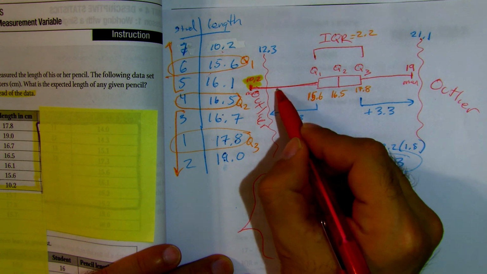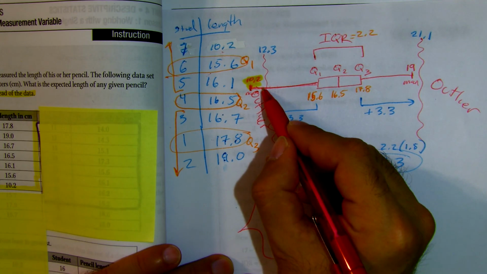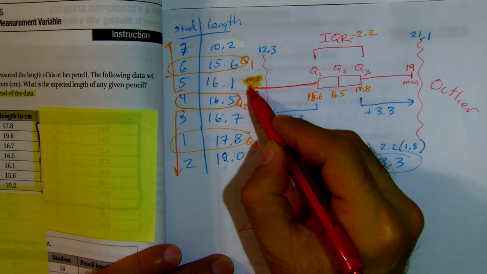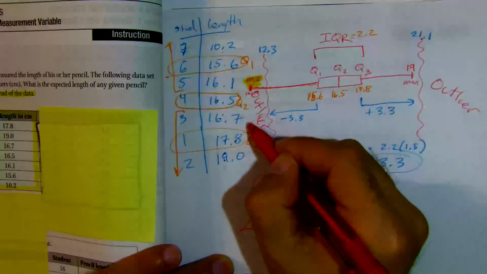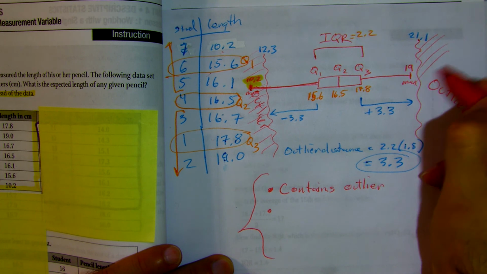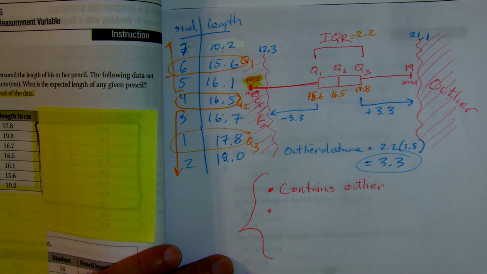If our lowest point was 15, it wouldn't be an outlier. If our lowest point was 12.5, it wouldn't be an outlier. If our lowest point was 12, yes, it would be in outlier territory. So 10.2 is our lowest value, and it is an outlier because it's less. It's on this side of the outlier territory, just as if it was greater than 21.1, it would be in outlier territory.